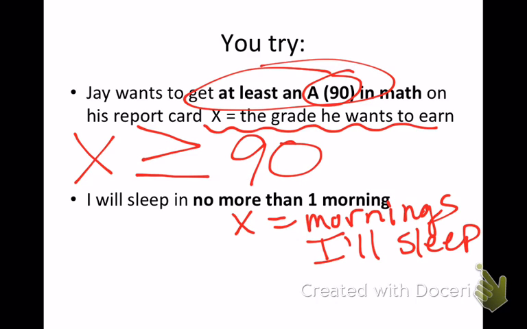For example 2, I will sleep in no more than 1 morning. So if x is the number of mornings I'll sleep in, I'm fine if I only sleep in 1 morning. So x could be equal to 1, but I'm hoping that it'll be less than 1. So x, the number of mornings I'm going to sleep in, could be less than 1 or could be equal to 1. So I'm going to say x is less than or equal to 1.